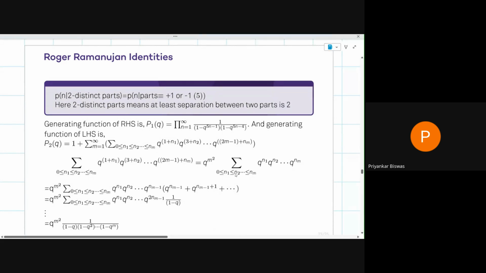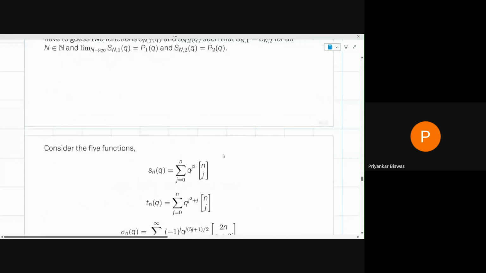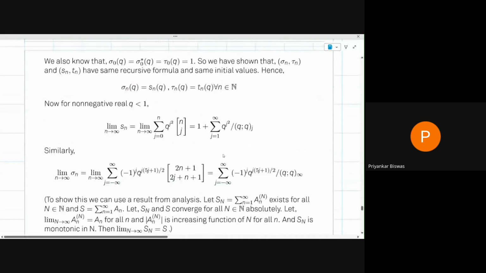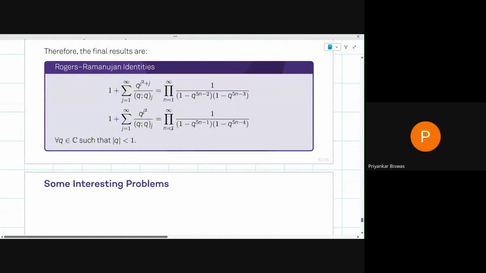So here I'll tell about only the sketch of the proof. You can get it in details in the notes. Maybe you can just skip the proof and go ahead with the theorem statement. Okay. Finally, the statement is like these two identities. These are two functions where mod q is less than 1, the open disk centered at the origin of radius 1. In this region, this identity is true. These identities are called Rogers-Ramanujan identities.